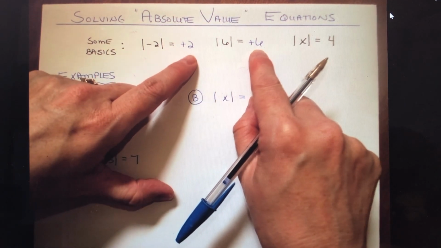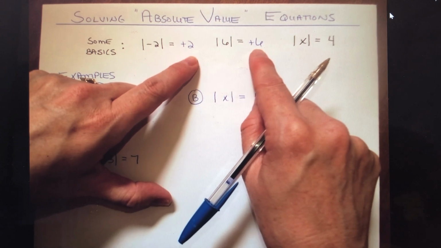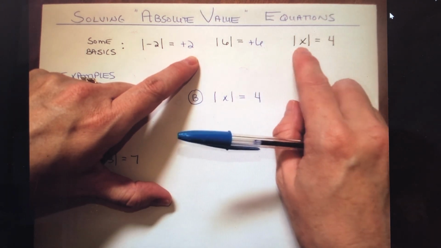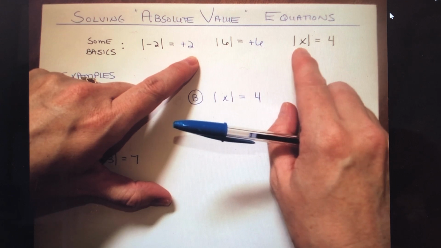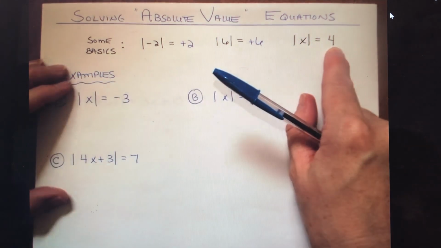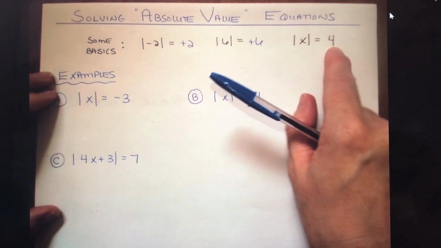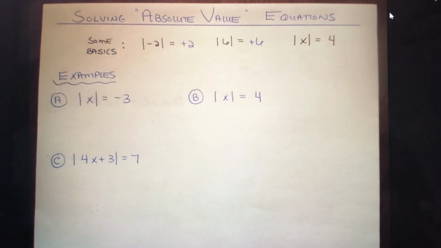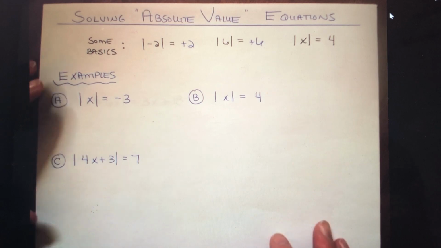The question becomes, which is at the heart of solving these absolute value equations, how do you handle it when it's a variable in there? What would you do if you have the absolute value of x equals some number? How do we handle these two different cases? And this will be the purpose of this video.